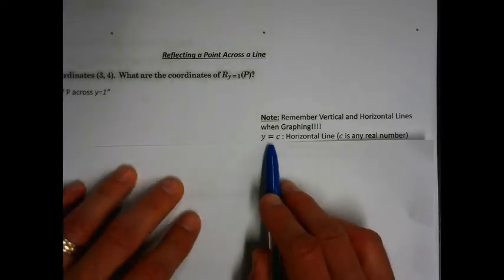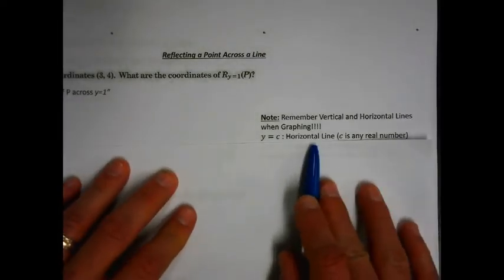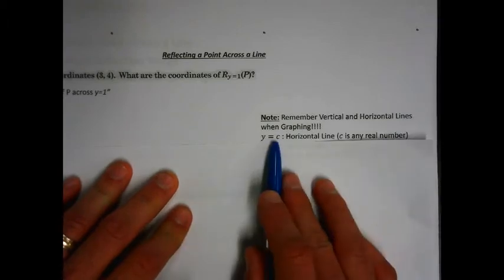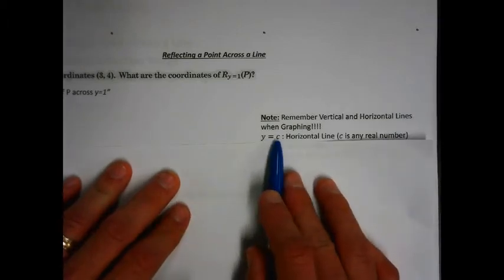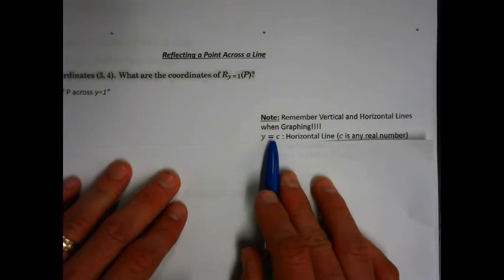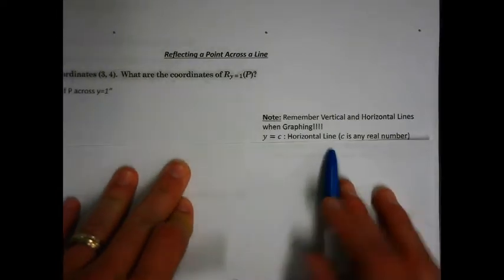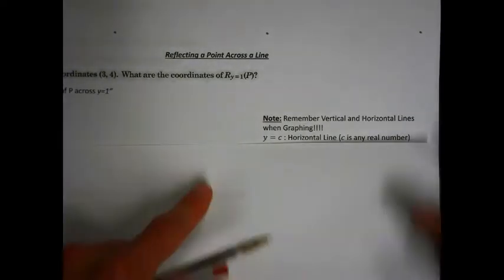Y equals some number. That's a horizontal line, right? C is whatever number, kid. Y equals 3, y equals 10, y equals negative 4, y equals negative 1/2. Whatever it is, it's a horizontal line. There's no x. You've got to remember that from algebra.